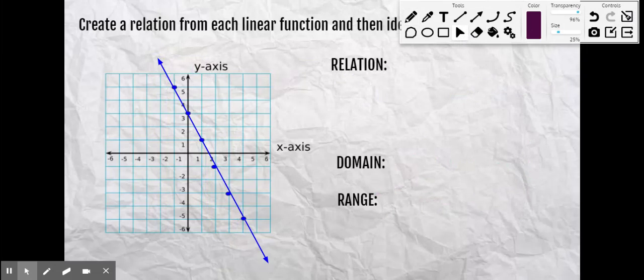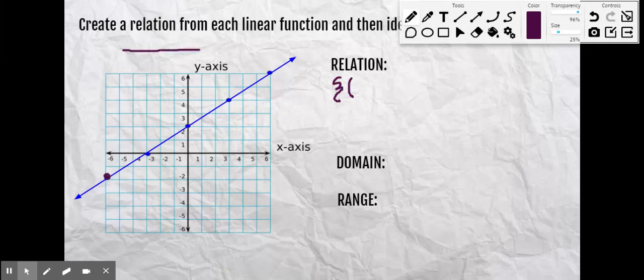I'm going to do the next one for you, but I'm going to do it with a little less talking so that you can see how I'm reading off this relation. So again, we're going to read left to right. For my first ordered pair, -6 on the x, -2 on the y; -3 on the x, 0 on the y; 0 on the x, 2 on the y; 3 on the x, 4 on the y; and last, 6 on the x, 6 on the y.